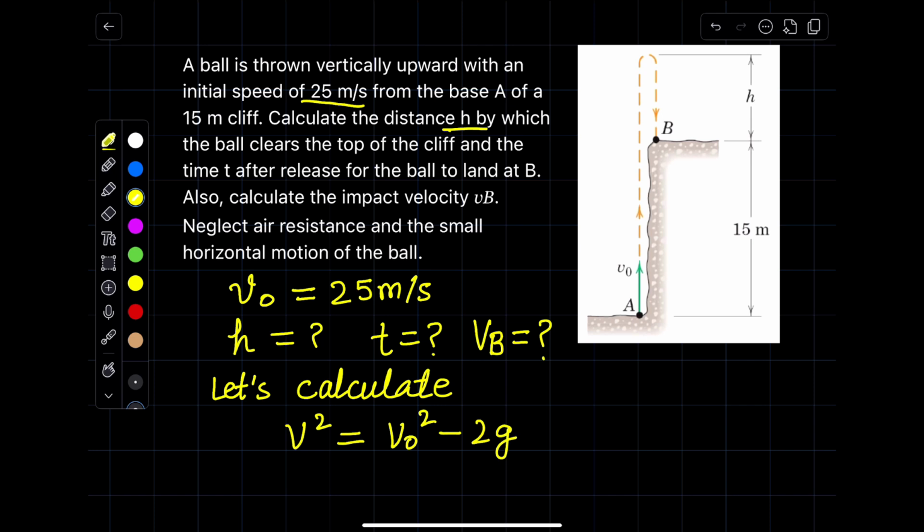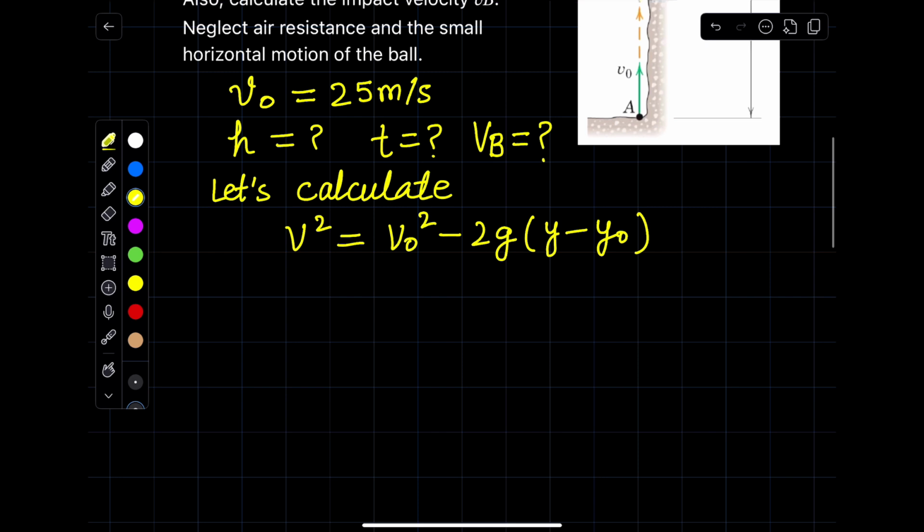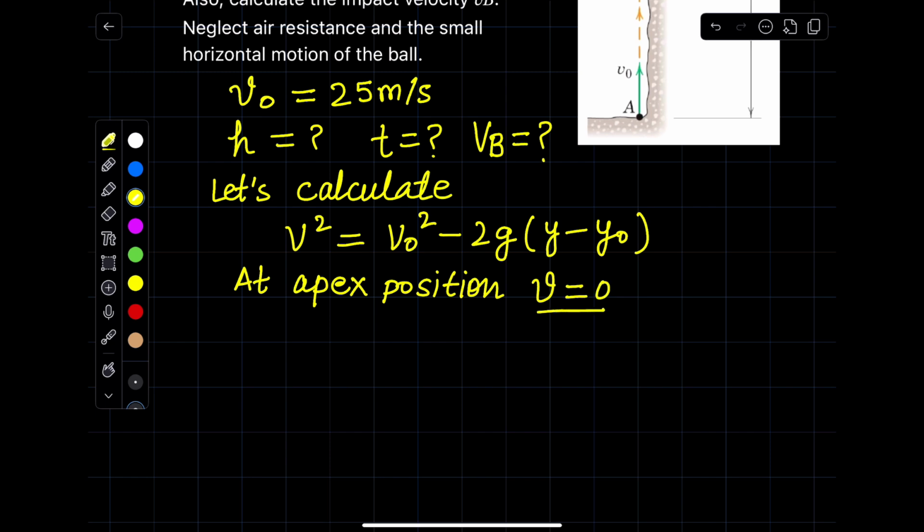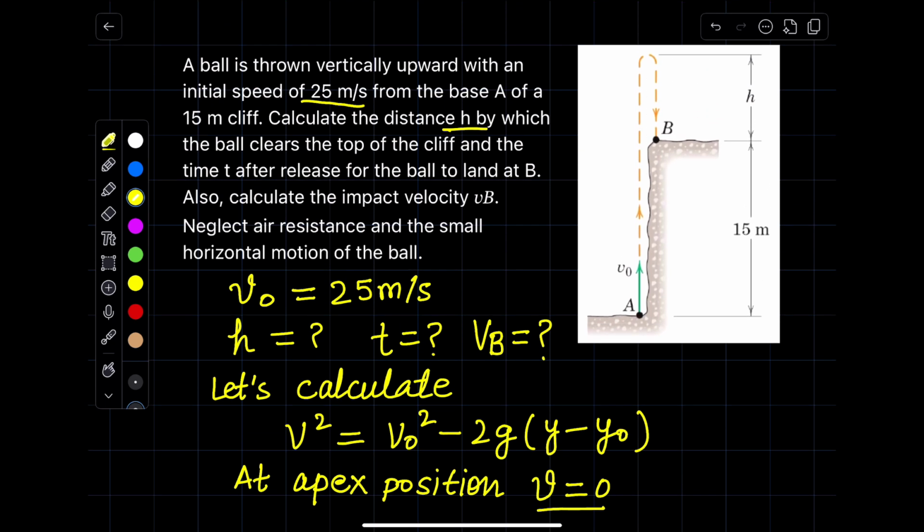Suppose we are calculating the velocity at the apex position, I mean at the maximum height. As you know, at the maximum height the velocity will be 0 in projectile motion. So it means the velocity v is 0 at the apex position, as I am mentioning in this diagram here.